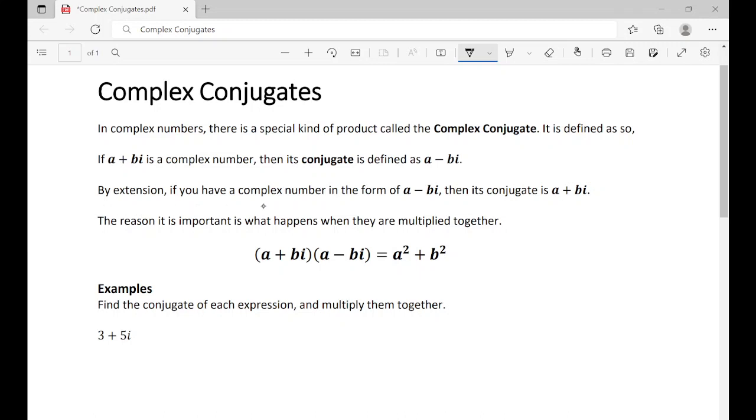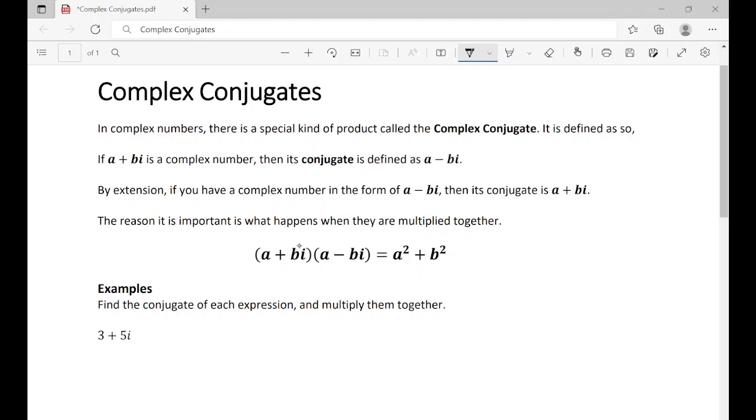By extension, if you have a complex number in the form of a minus bi, then its conjugate is a plus bi. Again, we just take the sign and change it in the middle, and only the middle. The reason it's important is what happens when you multiply the complex conjugates together.